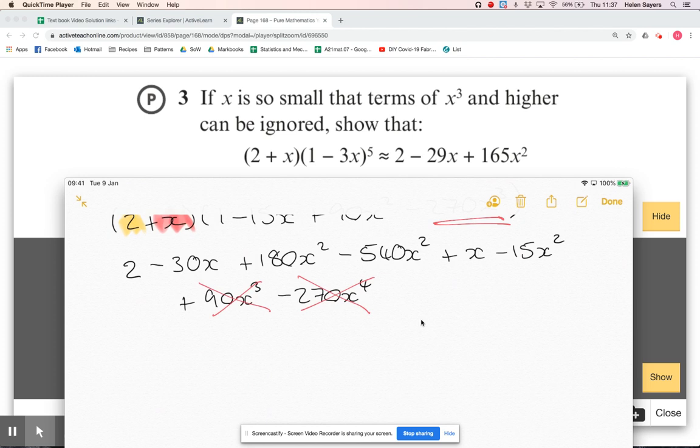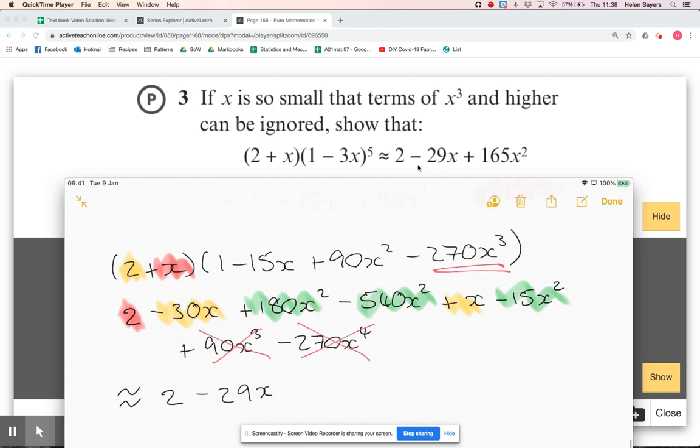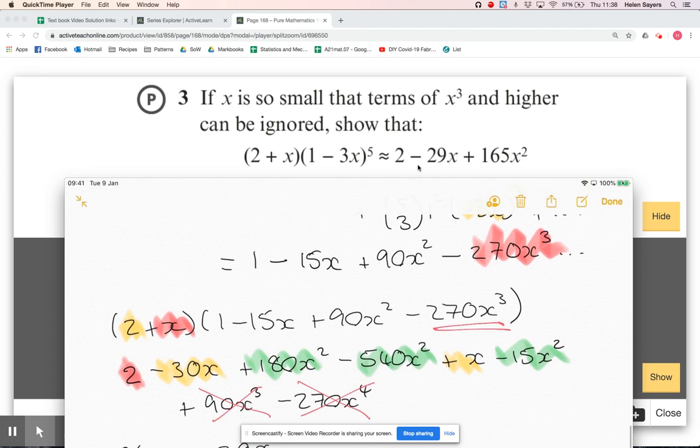Okay, so now let's collect our like terms and keep our fingers crossed that we do get what they've got here. So I'm okay for the 2. That's my only constant. Then for my x term, I've got minus 30x plus x. So yeah, minus 29x. Fantastic, that's what I want. And for my x squared, I have got 180, this is going straight to my calculator, minus 540 minus 15. And okay, so I have done something wrong there, and I'm very much going to hope I can spot it so that I don't have to do the whole thing again.